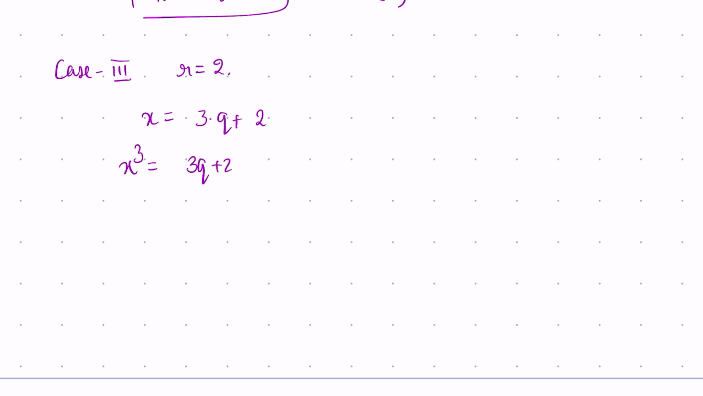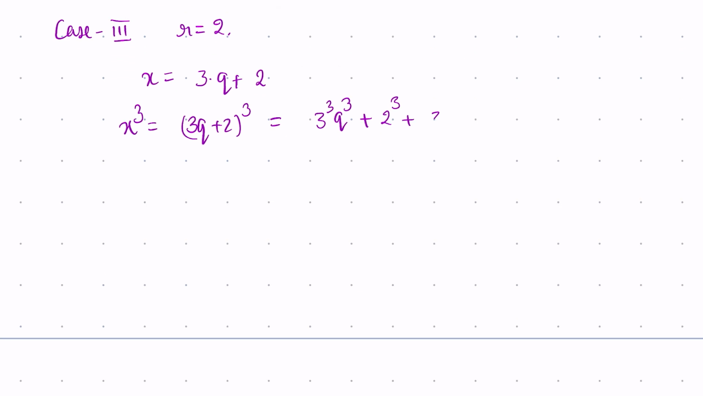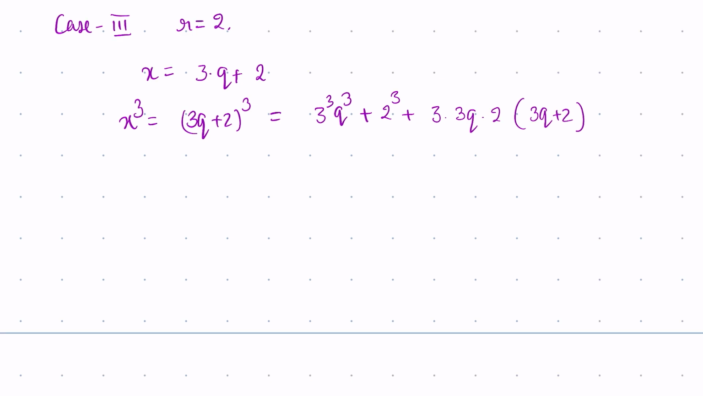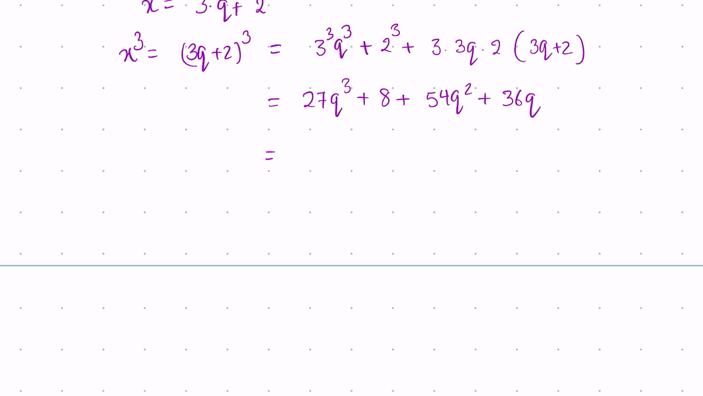sides, right? So this gives us 3q cubed plus 2 cubed plus 3 times 3q times 2 times 3q plus 2. Okay, so that gives us 27q cubed plus 8 plus 54q squared plus 36q. So now on simplifying, what do we get?